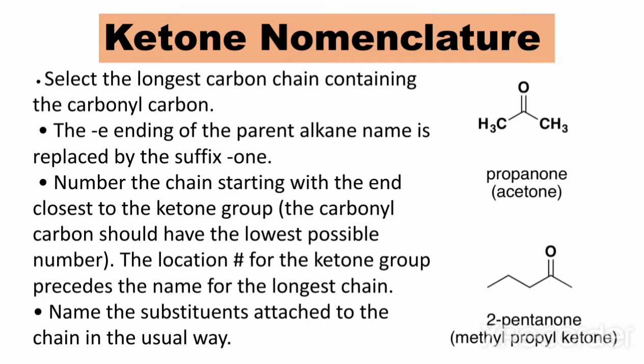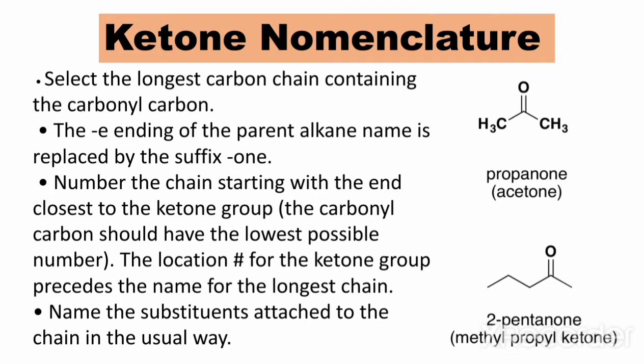So first is the basic rule: select the longest carbon chain containing the carbonyl group, in which there is a ketone group attached on the chain. So we have to find the longest carbon chain that has a ketone group attached on it. And the other rule is that the ending e of the parent alkane name is replaced by the suffix one. So as you can see, for ketones, the e at the end of the compound name is replaced with on.